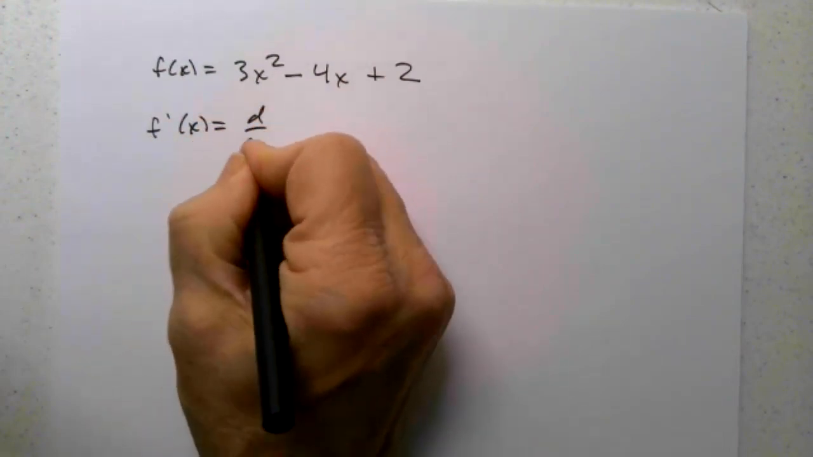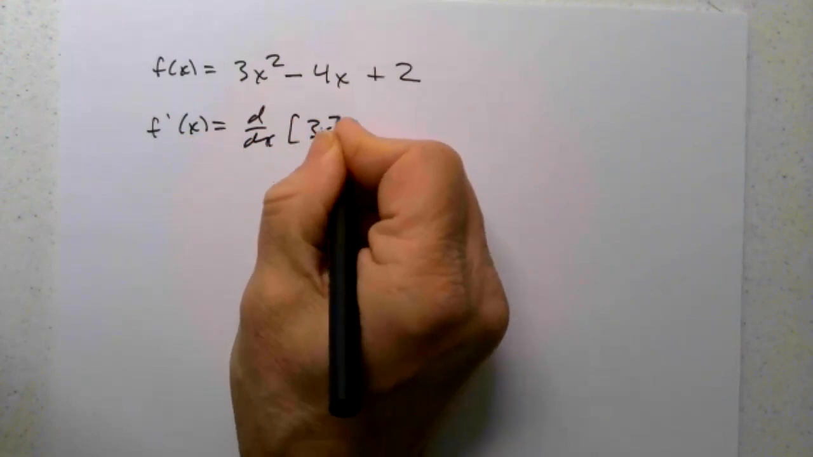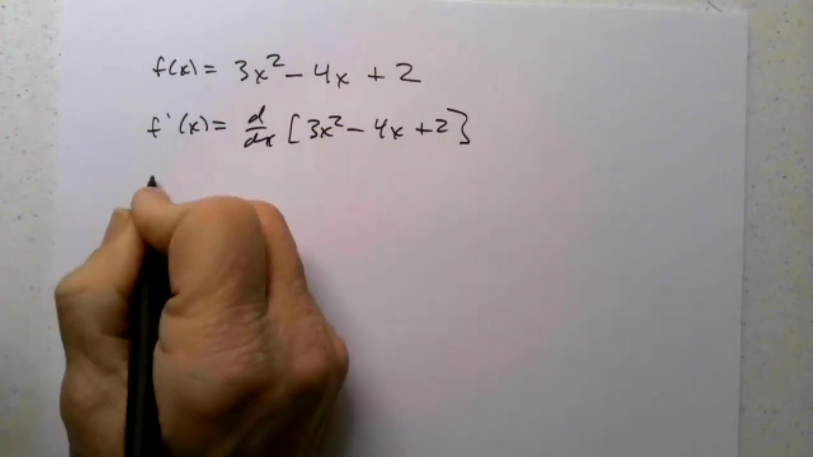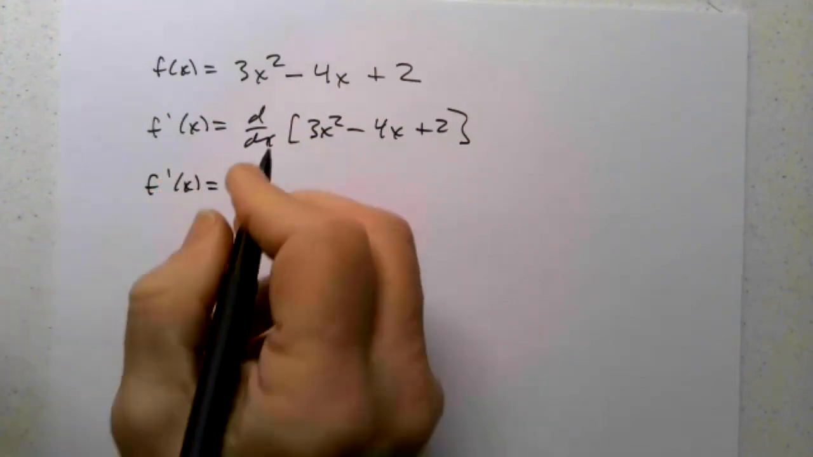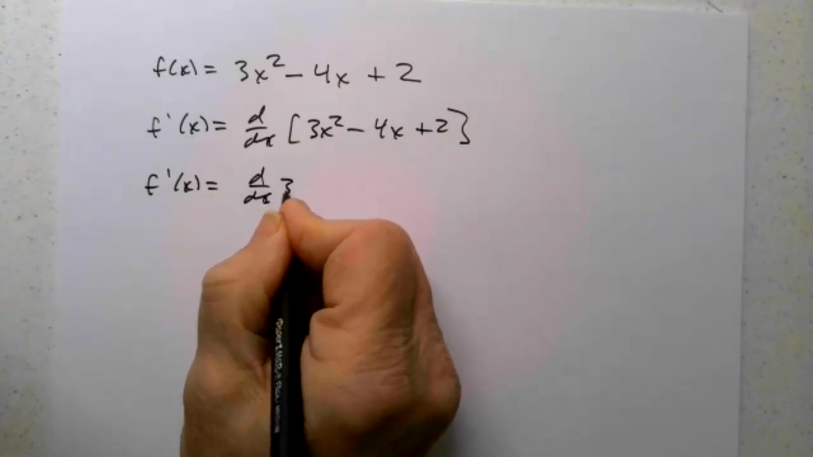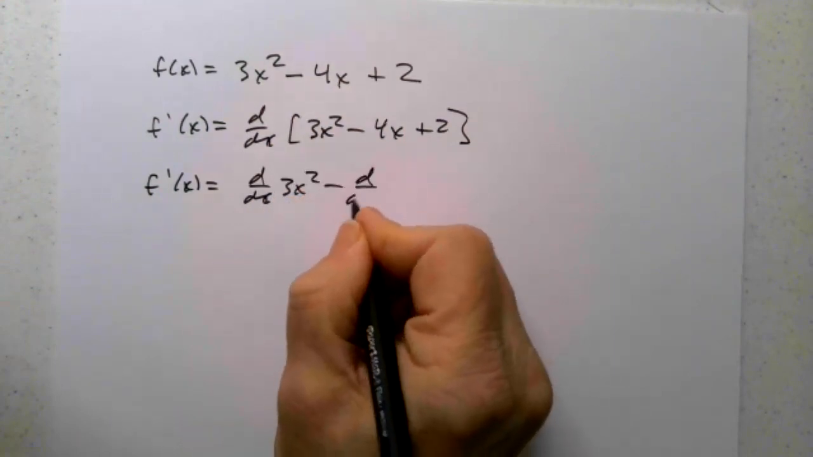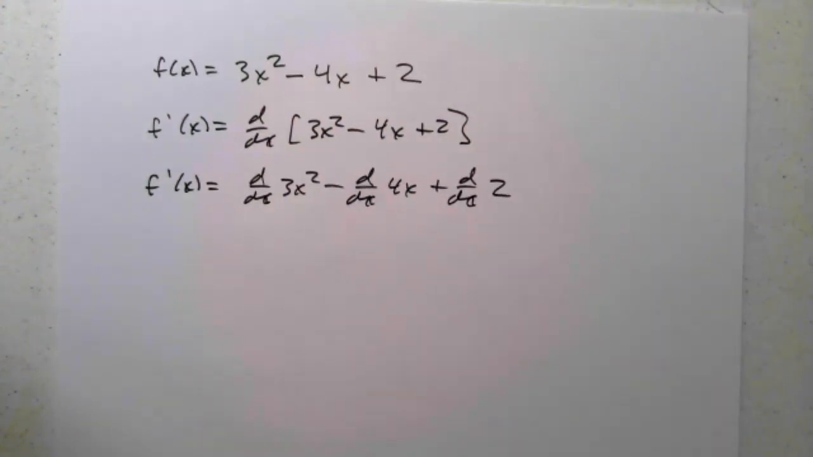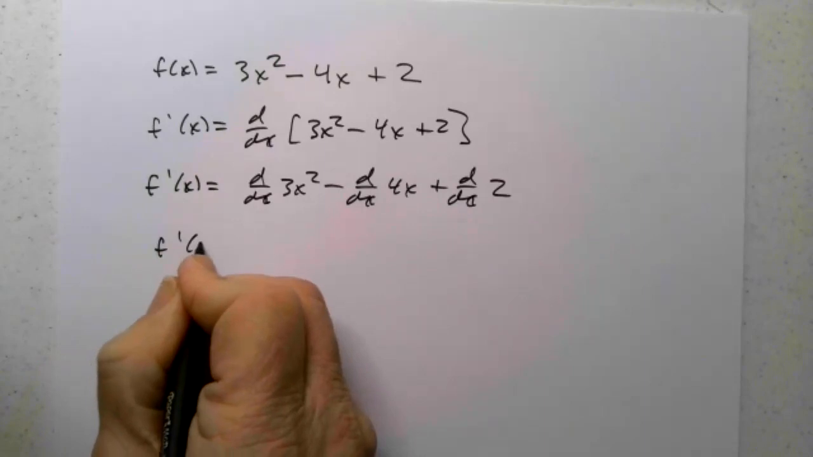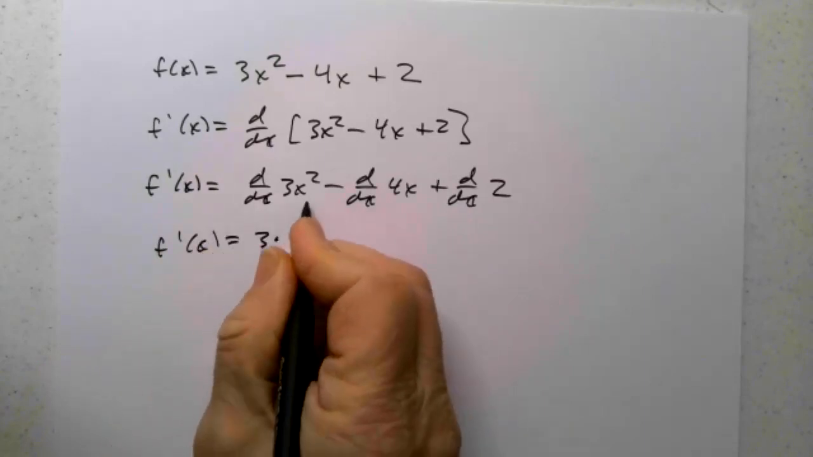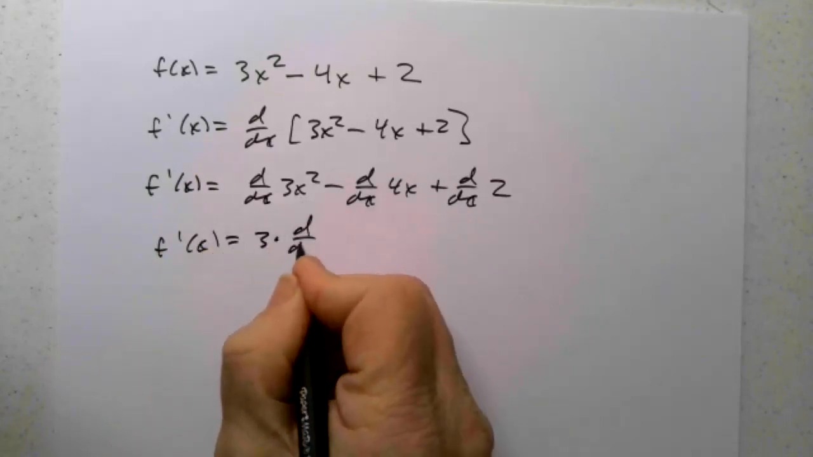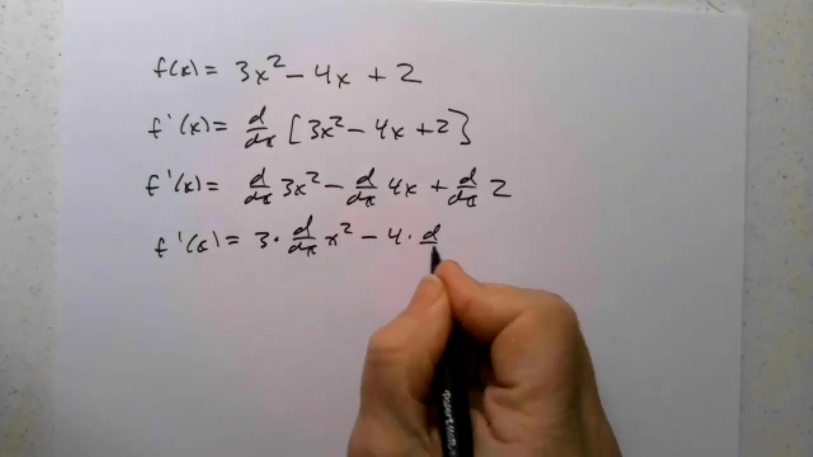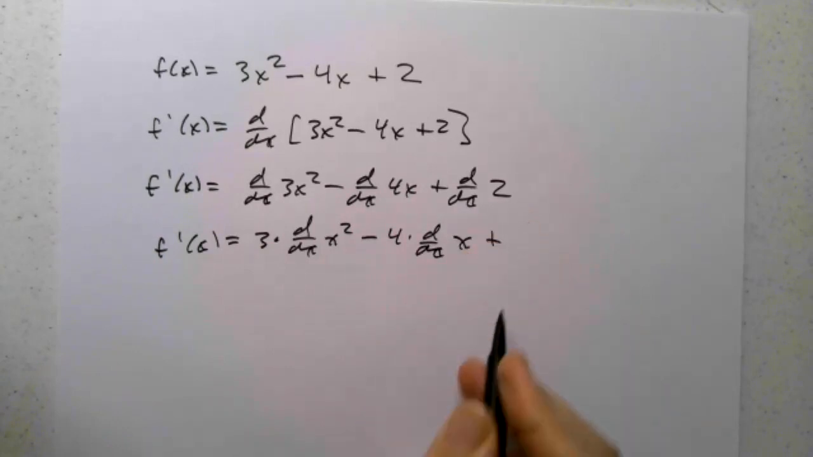So f prime of x is the derivative with respect to x of 3x squared minus 4x plus 2. So f prime of x is the derivative with respect to x of 3x squared minus the derivative with respect to x of 4x plus the derivative with respect to x of 2. 3 times the derivative of x squared with respect to x, minus 4 times the derivative with respect to x of x, plus the derivative of a constant.